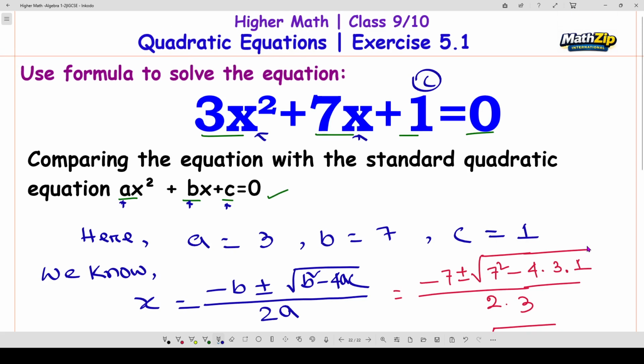This is our answer. So question 5 of this chapter, exercise 5.1, is done.